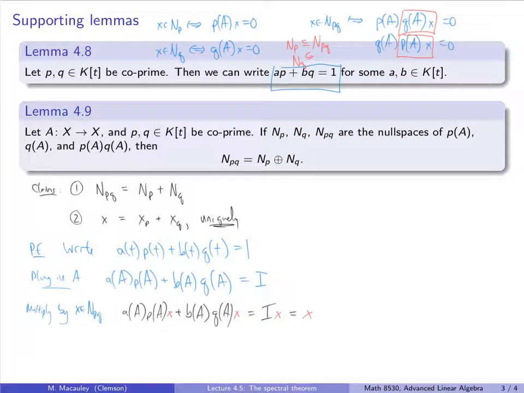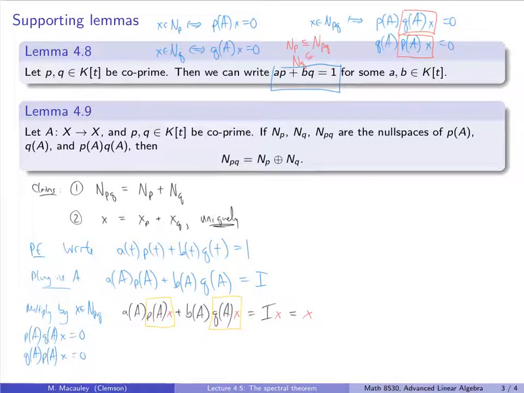And to see why that is, let's look at this P of A times x and this Q of A times x. Because x is in N_PQ, that means that by definition, P of A Q of A x equals 0, or equivalently, Q of A P of A x equals 0.